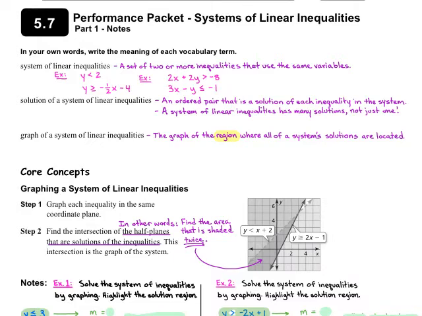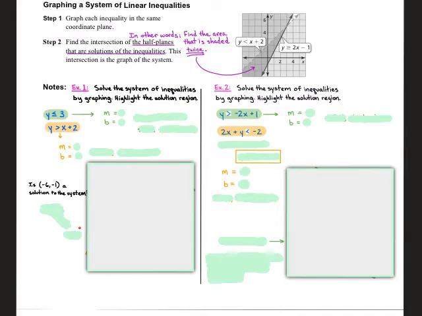So let's take a look at a couple examples. Okay, I think I got everything I want fit on this window. So example 1 says solve the system of inequalities by graphing. Highlight the solution region. That you don't really need to do.